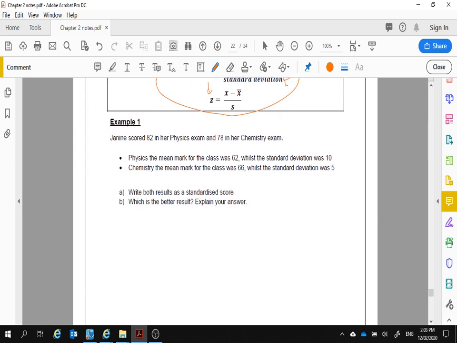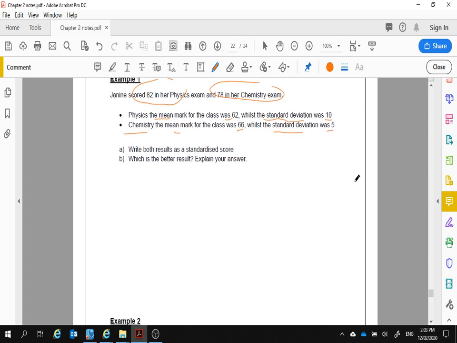Janine scored 82 in a physics exam, 78 in a chemistry exam. For physics, the mean is 62, the standard deviation is 10. For chemistry, the mean is 66, the standard deviation is 5. Part A: write both results as standard scores. So let's do part A. Let's do physics.